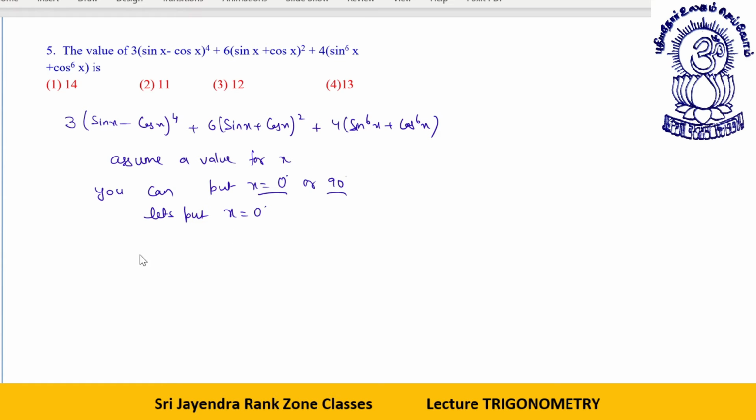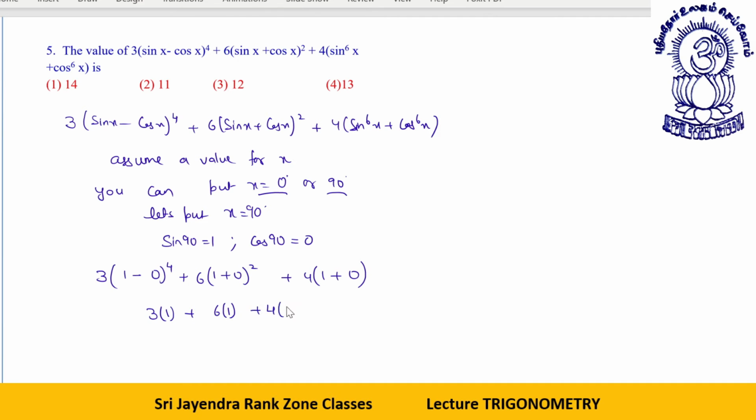So let's say I put x is equal to 90 degree. Sine 90 is what? 1. Cos 90 is 0. So this becomes 3 into (1 minus 0) raised to power 4, plus 6 into (1 plus 0) raised to power 2, plus 4 into (1 plus 0). This is 3 plus 3 into 1, plus 6 into 1, plus 4 into 1. This gives you what? 13. That is option number 4.